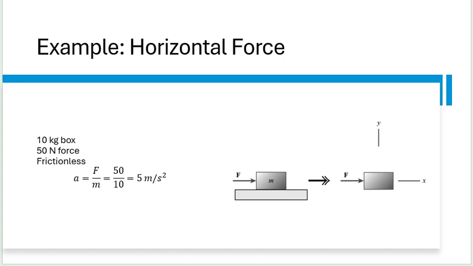Okay, so that's a 50 for the force, 10 for the mass, and of course you calculate it and you will get 5 meters per second squared. Make sure you understand your unit system. I don't want to go over there again. That should be in your 135.